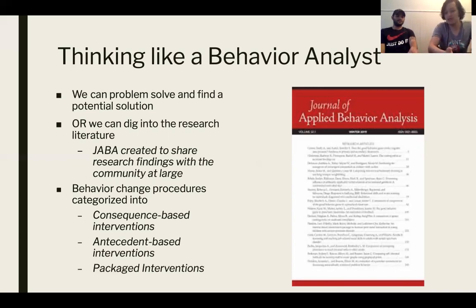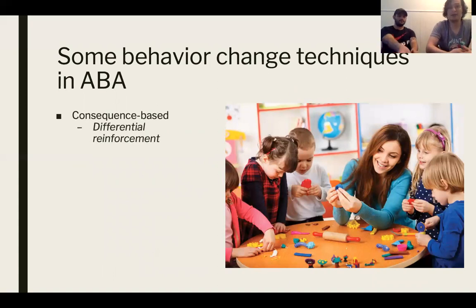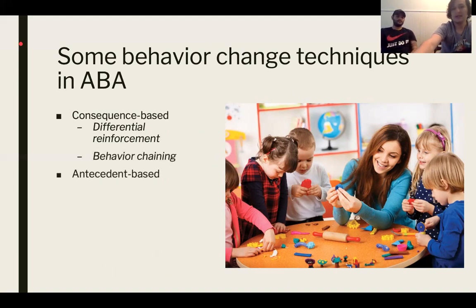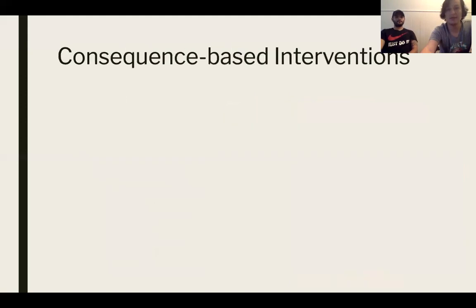And then we have packaged interventions. Basically what that means is that there are multiple components, multiple interventions, that are packaged as one thing to change behavior. So some of the procedures used that are consequence-based consist of differential reinforcement and behavior change. Another one is an antecedent-based intervention, which includes stimulus fading and stimulus transformation. And we're going to be talking about each one in turn.